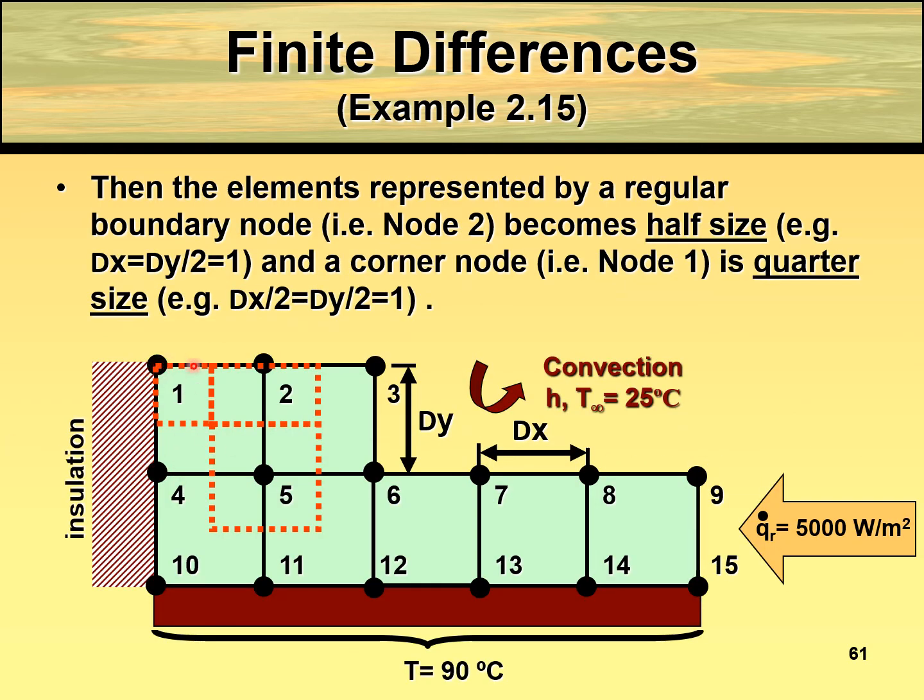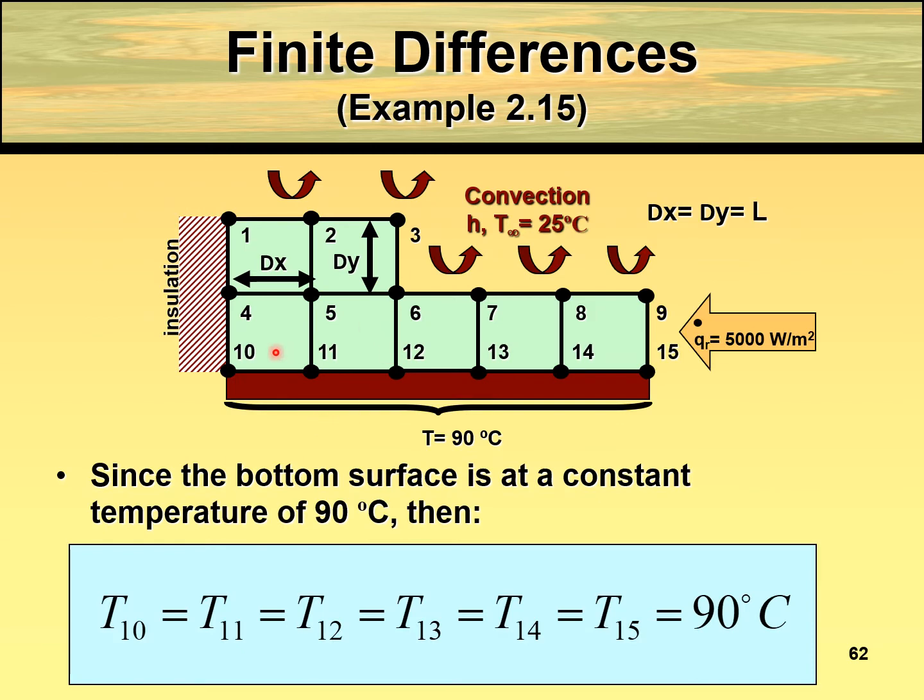As discussed just now, this is only a quarter node. This is half a node, quarter a node. Node number 5 is the only full node. Node number 4 can also be made a full node because it's half a node with insulation, so you can reflect it. So these are some of the things that you need to consider. If you have a quarter node, your dx is half, right? Your dy, this is dy half, this is dx half, right? So for all the bottom nodes, T10 to T15, you have 90 degrees Celsius, so that is known. We don't need to calculate that.